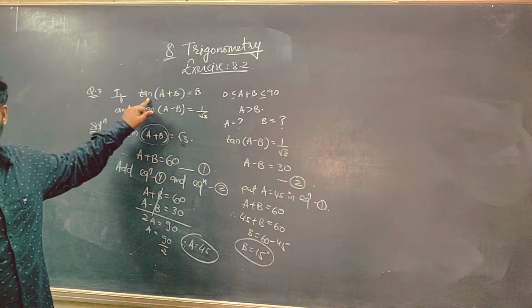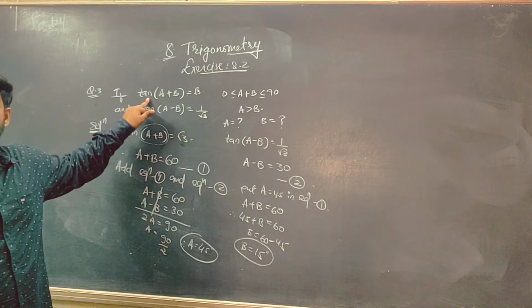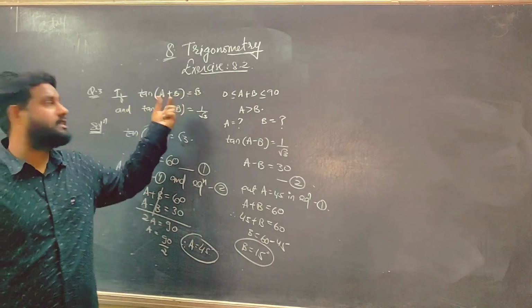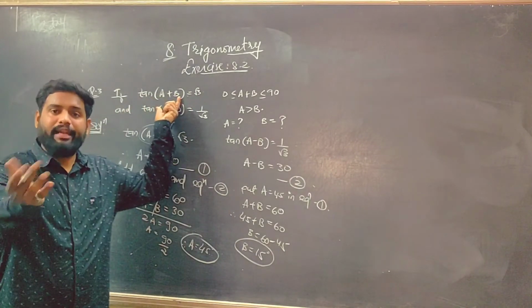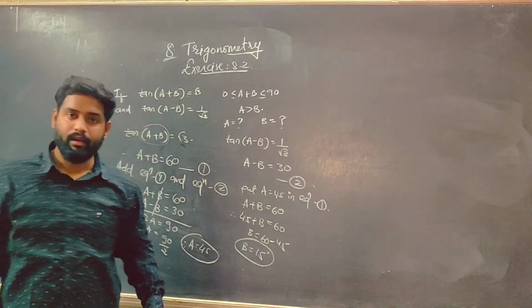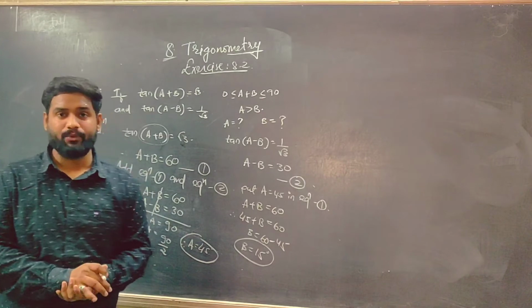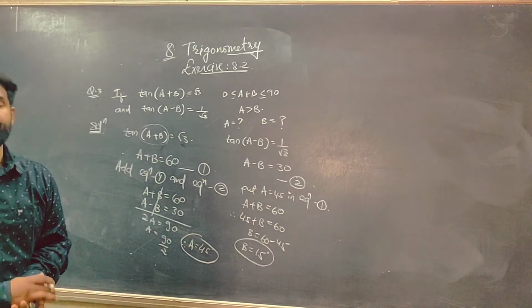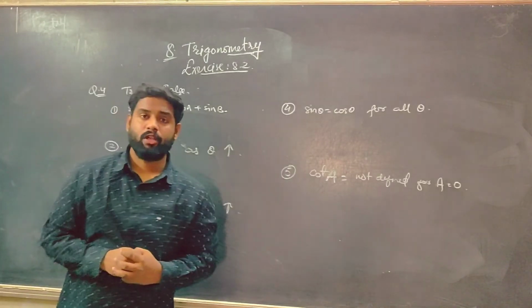In place of 10, they can ask you any trigonometric function, but they will give you a certain value which is there in the table. The degree must be there in your table. So you can find it out in this manner, right? Now let us move to the last question of this exercise, that is true or false. So let's solve the true or false.